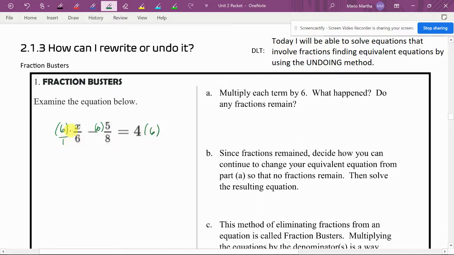So what happens here in the first part, we have 6 times x over 6 is just x. These two divide out and give us 1. And then 6 over 8, so minus 6 times 5 is 30 over 8, and then equals 4 times 6, which is 24. So again, what happened and do any fractions remain? So the first fraction went away, but we still have one more fraction.